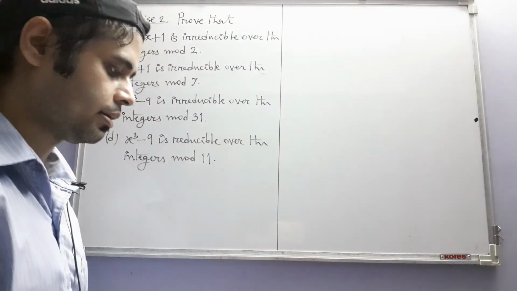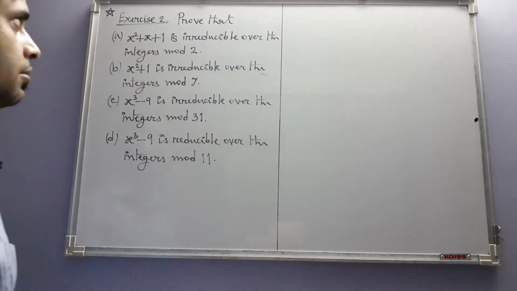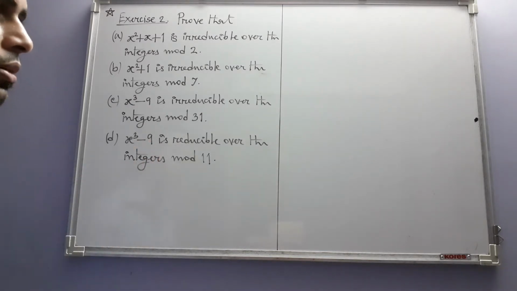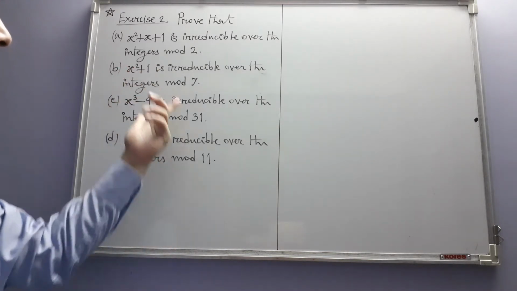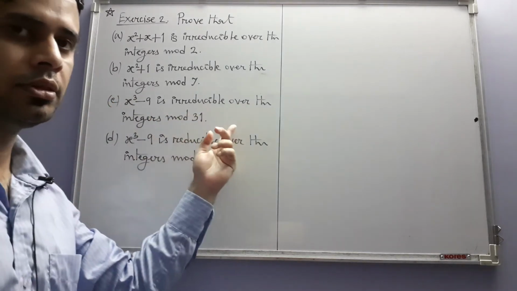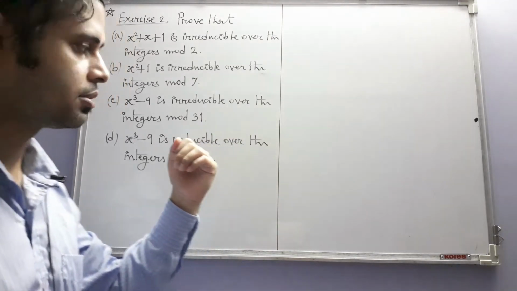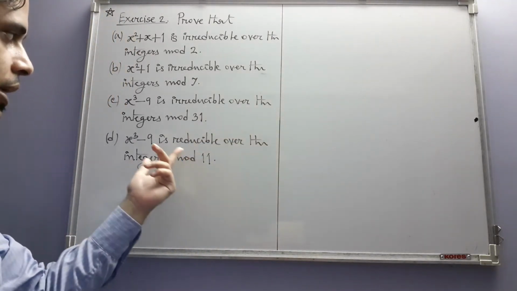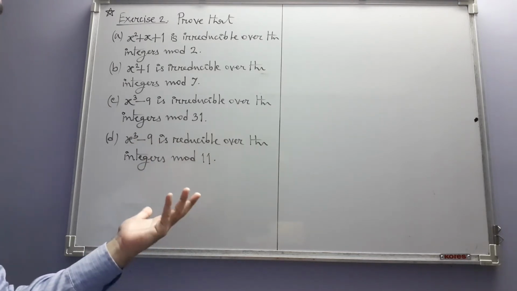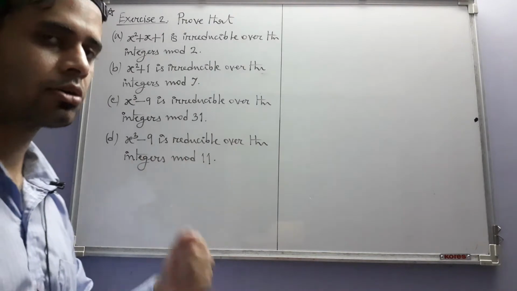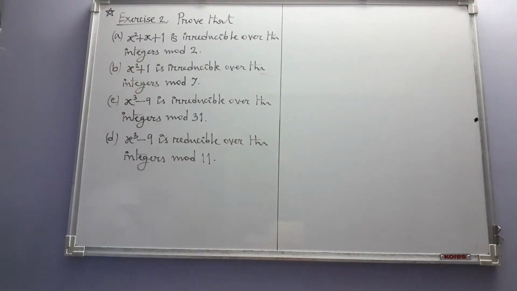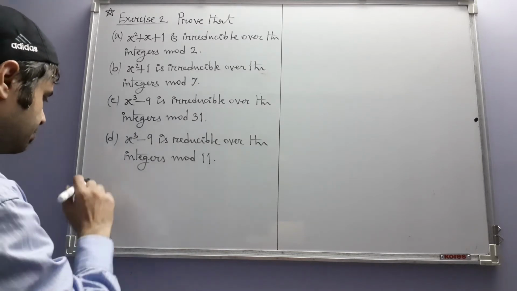Okay, so next, exercise 2. Here we are given some polynomials over some finite fields. In the first 3 parts, we have to prove that the polynomials are irreducible over their respective fields, and in the last one we have to prove that the polynomial is reducible, which by definition means it is not irreducible over the field of integers mod 11. So let us see the solution.